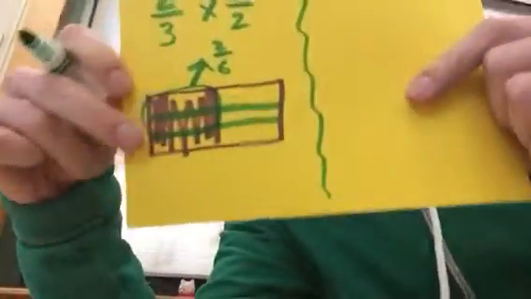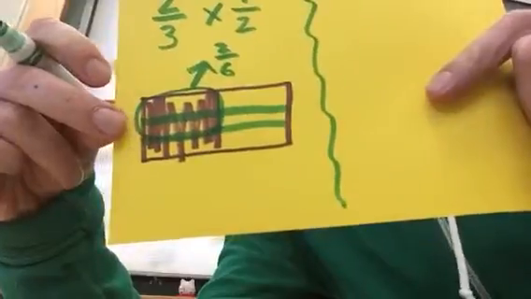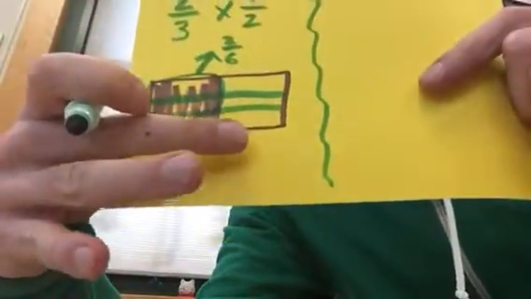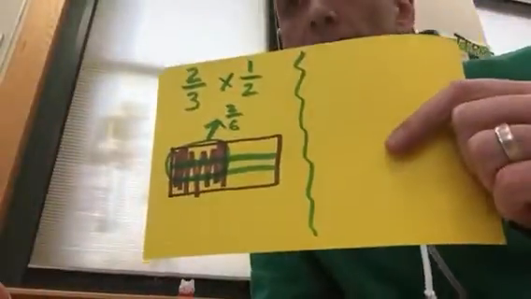And if you think about it, 2 out of 6 is the same as 1 out of 3, right? Because there's one group, two groups, and down here, a third group. So 2/6 or 1/3.